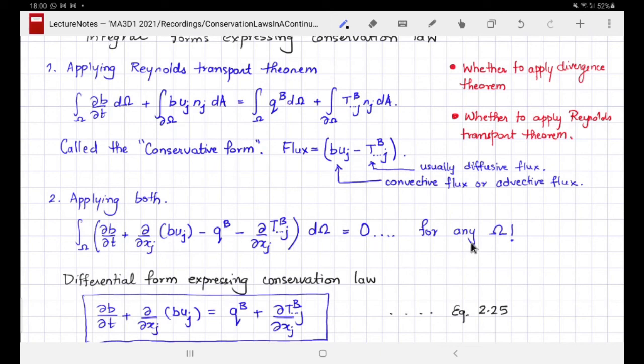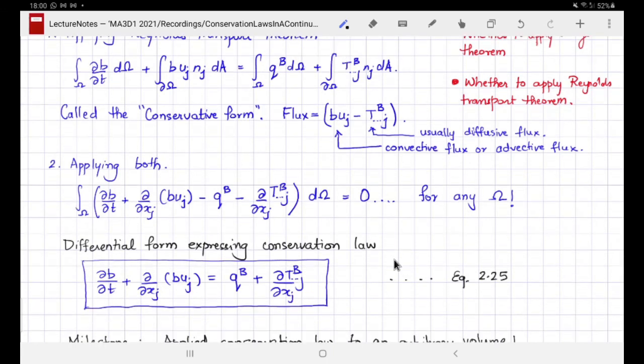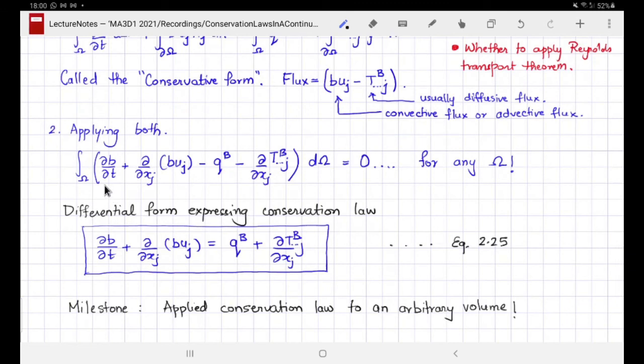Because this holds irrespective of the shape or size of the volume omega, the only way it can hold for every volume is if the integrand itself vanishes identically. And this leads to the differential form of the conservation law, which simply says that the integrand in the second integral form must vanish identically. I've taken the two source terms to the right-hand side and written the conservation law expressed in a differential form.